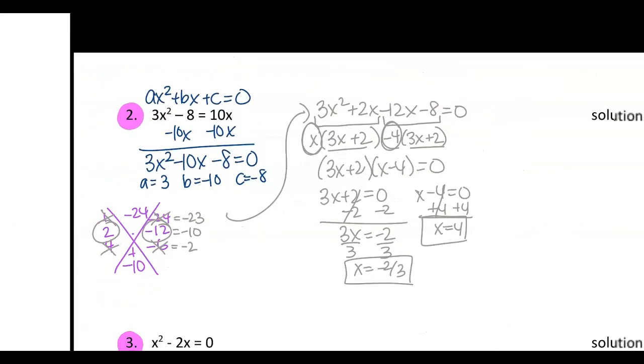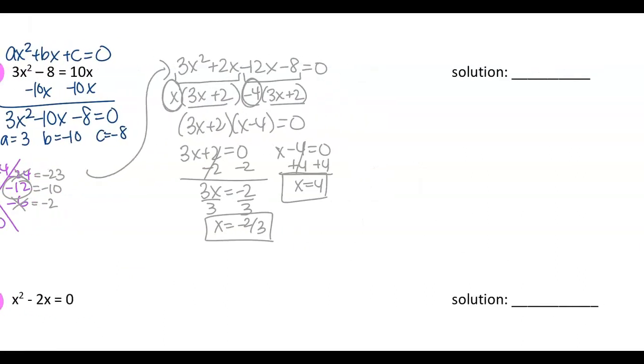Make sure you show the work on how you got your answer, guys. So my solution is going to be negative 2 over 3 and positive 4. You can put the positive 4 first and write it as 4 and then negative 2 over 3, but it's up to you.